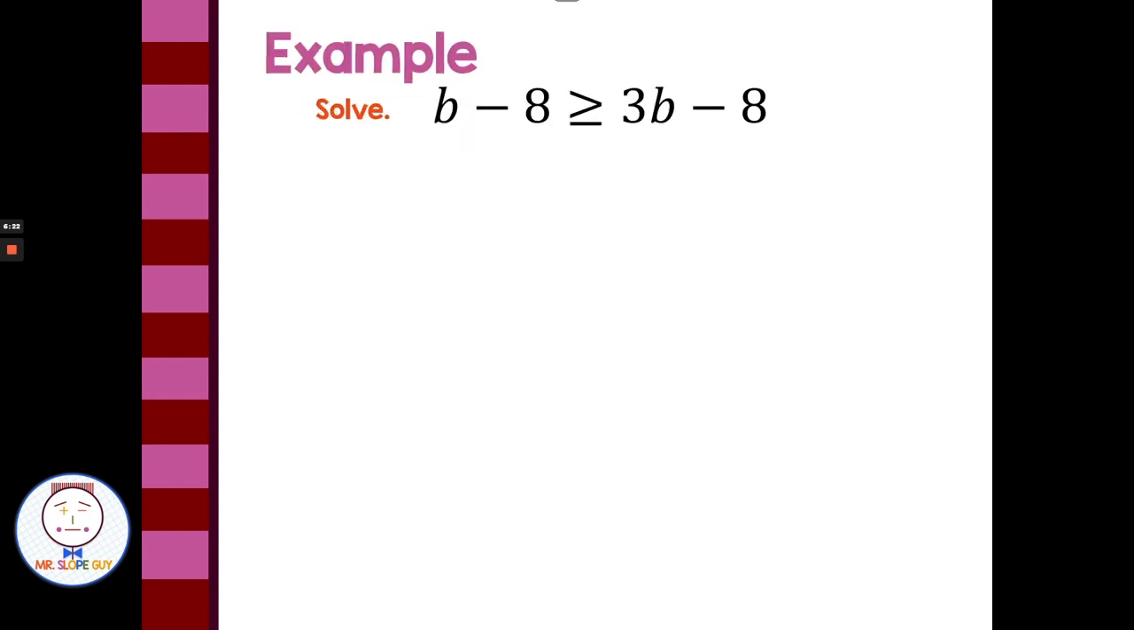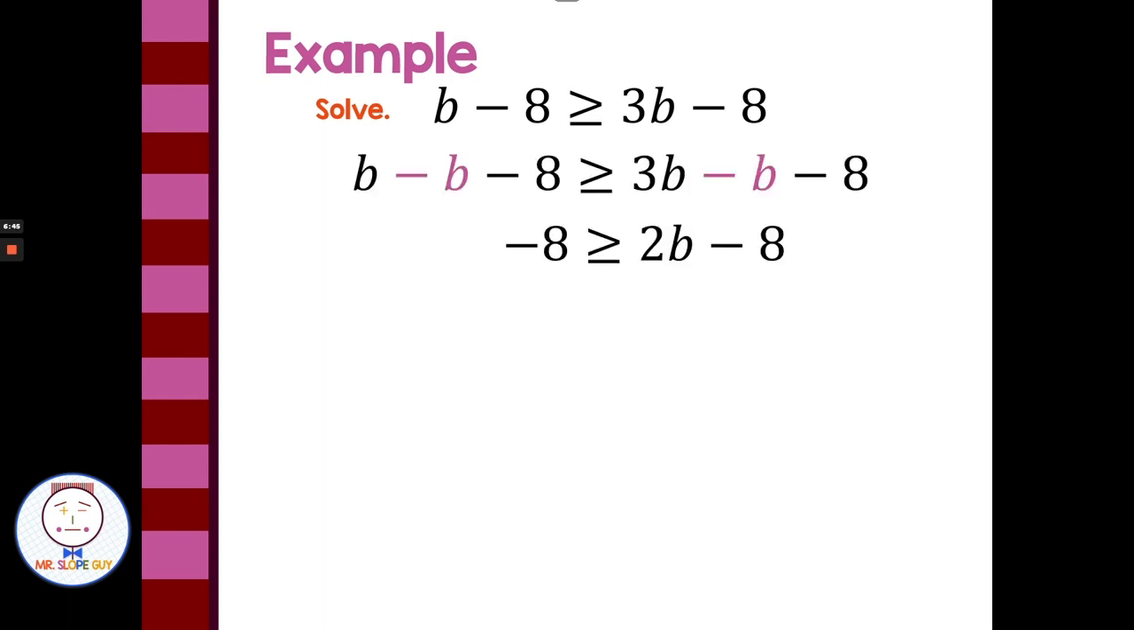Well, if you've done equations with variables on both sides, you can also apply these rules to inequalities with variables on both sides. So in this case, I have a b on one side, 3b on the other. So I don't have parentheses to worry about, distributive property or like terms, but I do want to get all my variables to one side. So I could start with subtract b from each side. That's going to leave me with negative 8 is greater than or equal to 2b minus 8. Add 8 to each side.